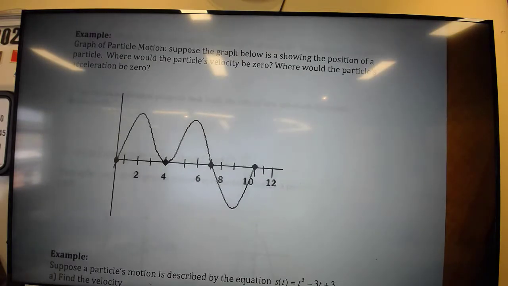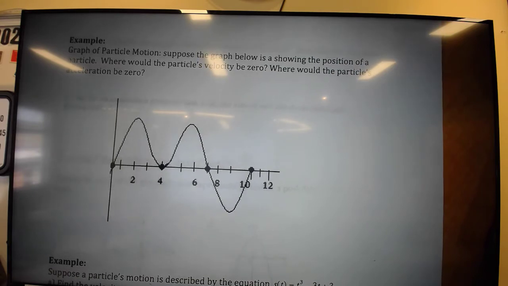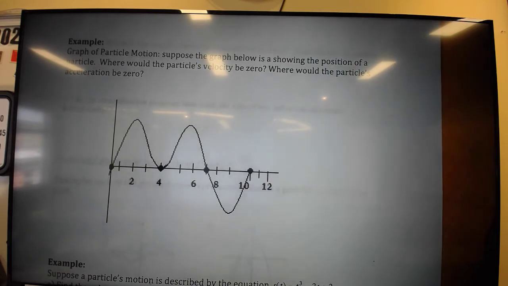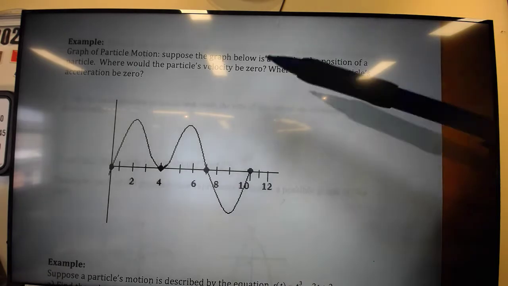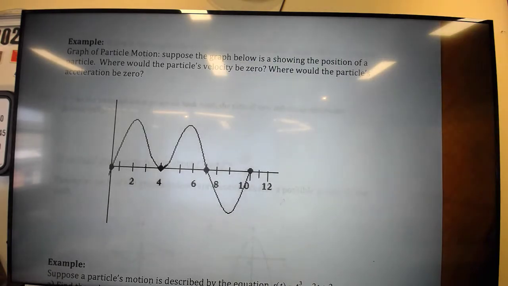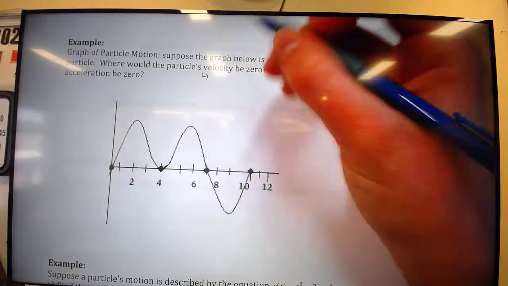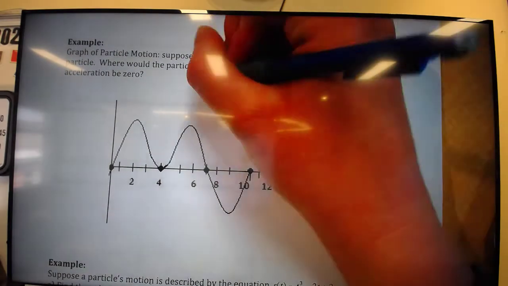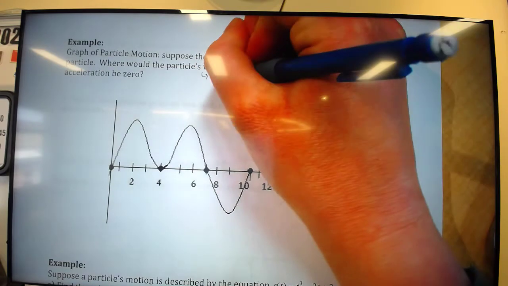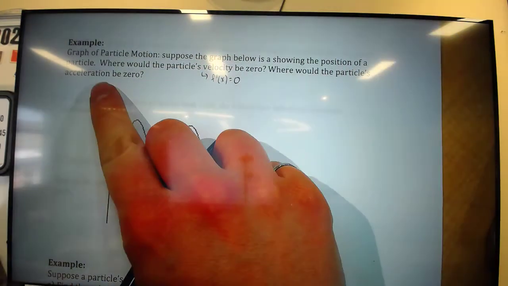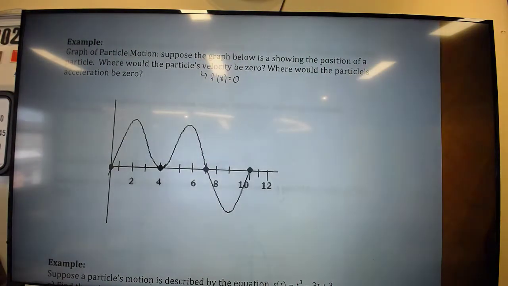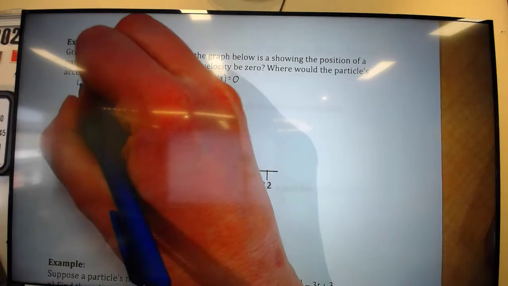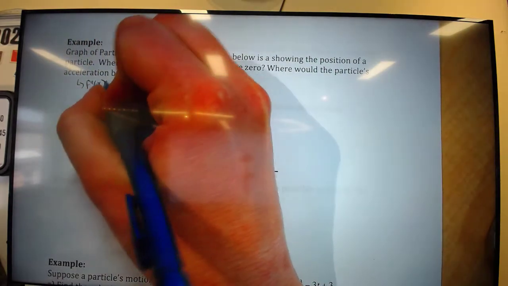Now we're going to look at particle motion. So suppose the graph below is showing the position of a particle. Where would the particle's velocity be 0? Where would its acceleration be 0? So if we're looking for velocity being 0, we know that velocity is the first derivative of position. So we're looking for f prime to be equal to 0. If we're looking for acceleration to be 0, we know that acceleration is the second derivative. So this is going to be f double prime is equal to 0.